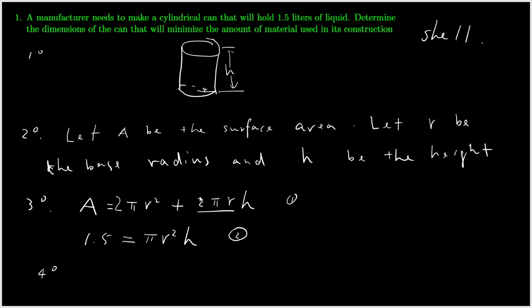Before I write that in step 4, it doesn't matter. So maybe from equation 2, we have H is equal to, so basically in step 4, our target is to write A as a function of only one of R or H. From equation 2, we solve the equation for H. So you can see H is equal to 1.5 over pi R squared. I'm going to call that 3.